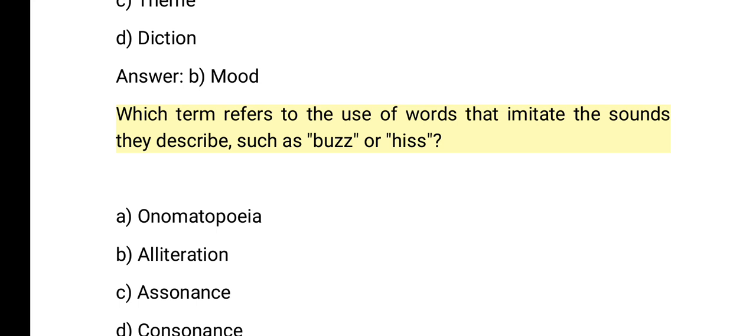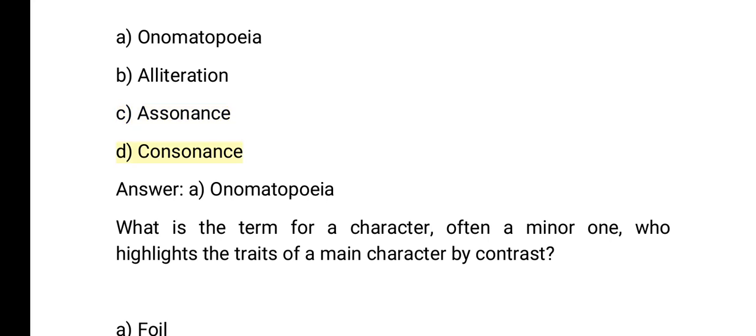Which term refers to the use of words that imitate the sounds they describe, such as buzz or hiss? A. Onomatopoeia. B. Alliteration. C. Assonance. D. Consonance. Answer. A. Onomatopoeia.